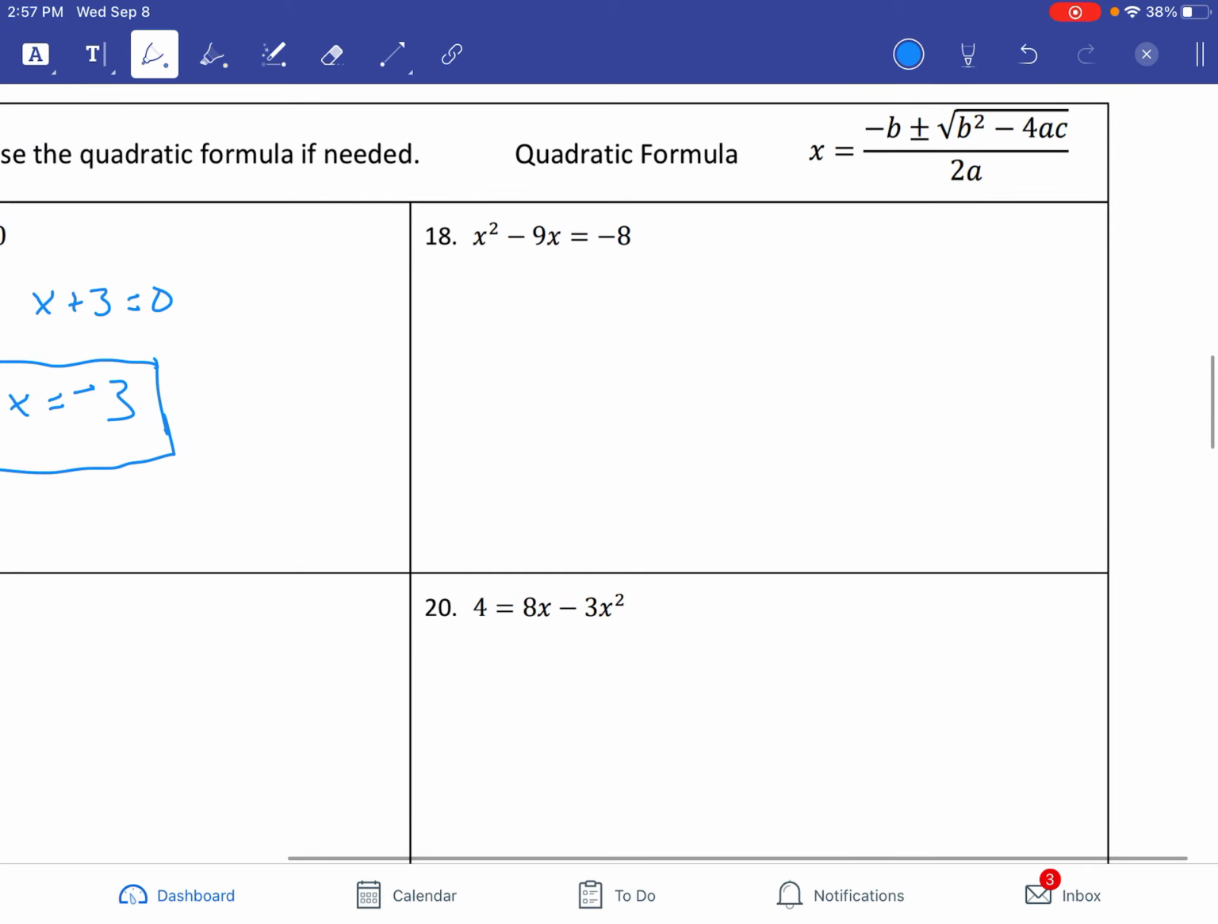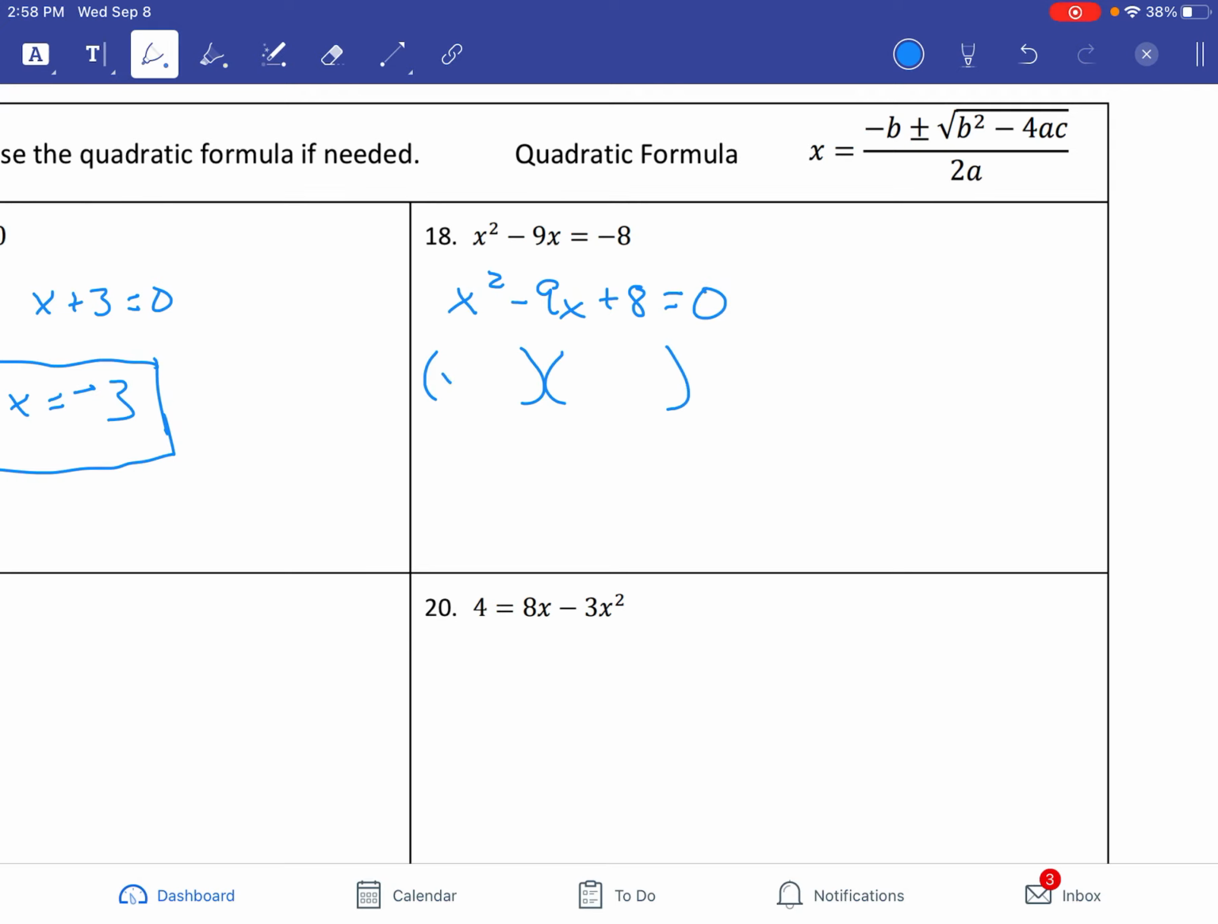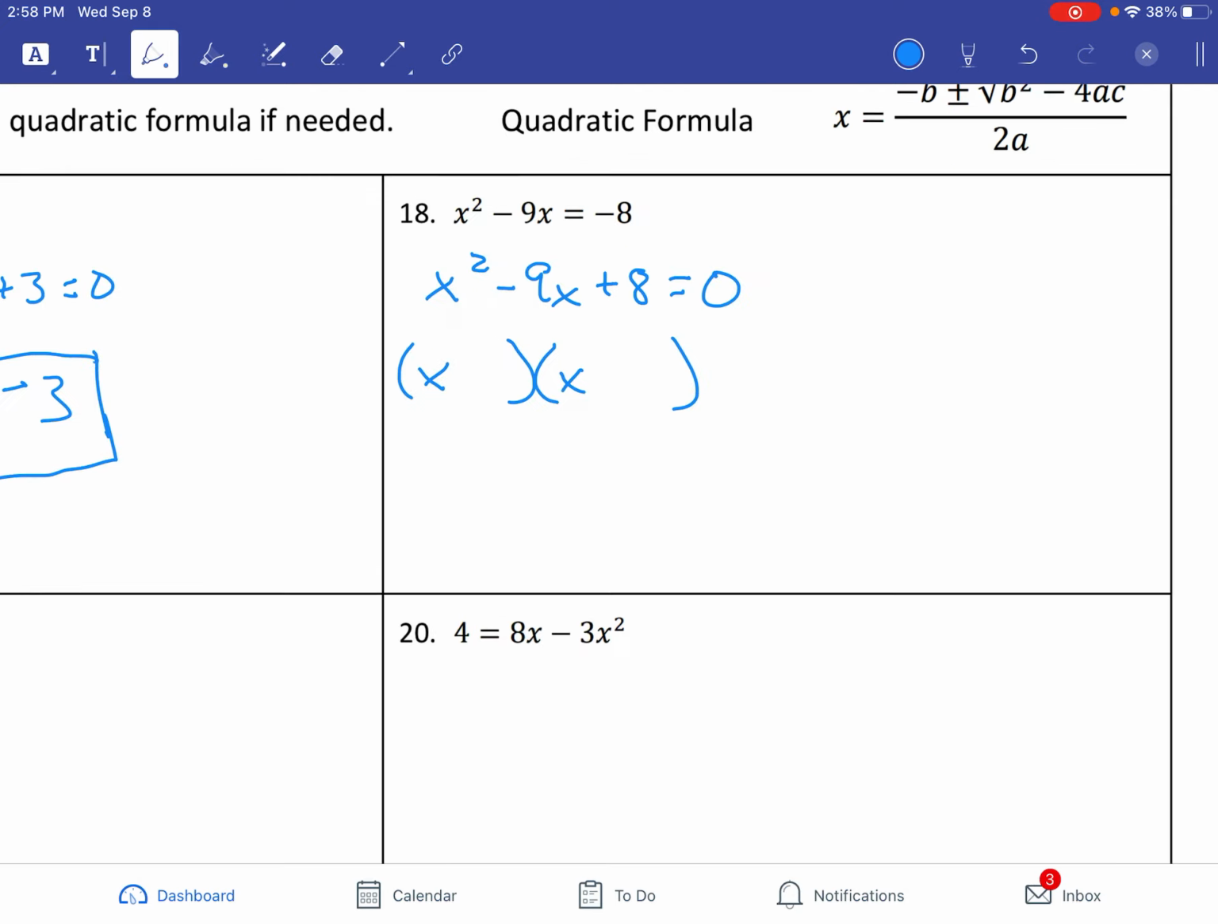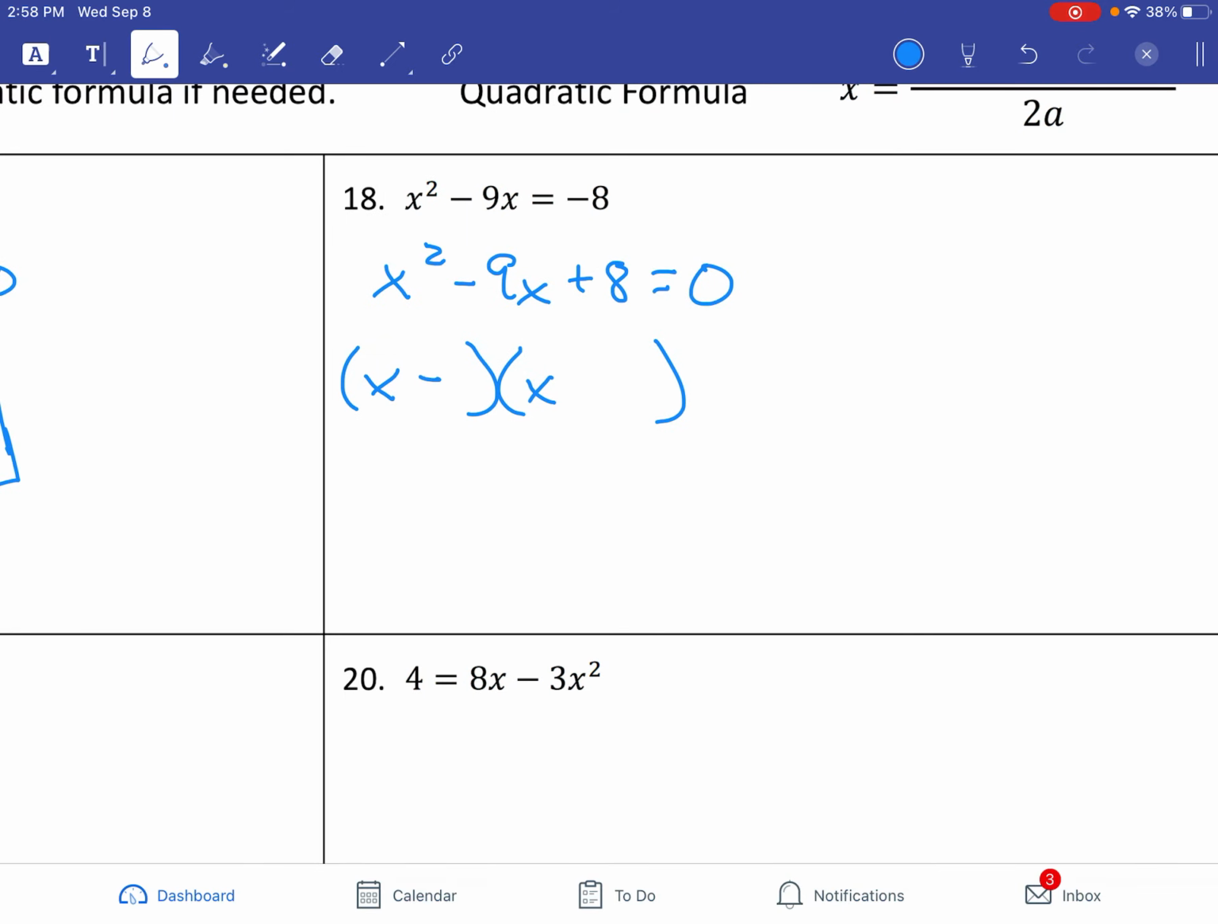Number 18. Before I can start solving this, I have to make it so that it equals 0. So I'm going to put x squared minus 9x. I'm going to add the 8 to the left, so it's going to be plus 8 equals 0. Now this, I'm pretty sure I can factor using simple factoring. I have an x and an x. I'm going to drop the first sign, which is a minus. What times a negative gives me a positive? That'd be another negative. Factors of 8 would be 2 times 4 and 1 times 8.